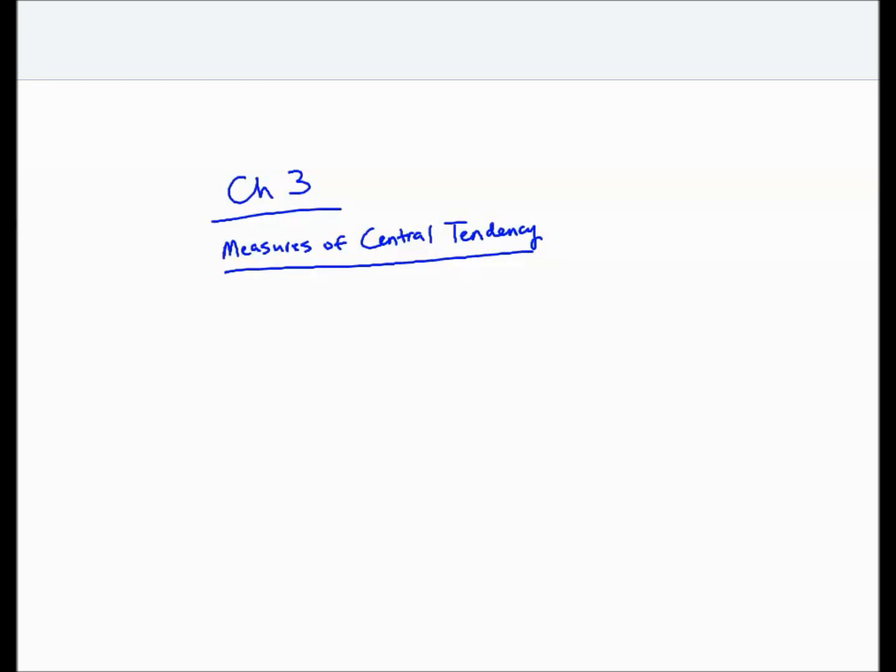Hello class. We are working through chapter 3 right now, week 3, chapter 3. So this chapter focuses on numerical descriptive measures, and there's a way to break down those measures. The first is measures of central tendency, and the first most common way to measure central tendency is with a mean.